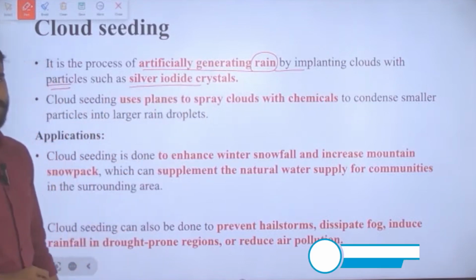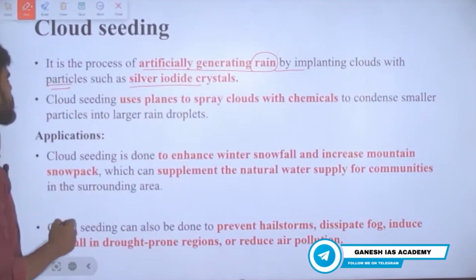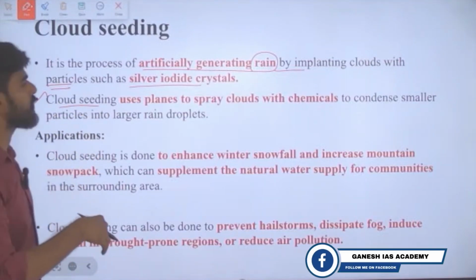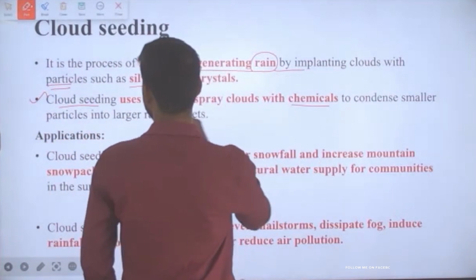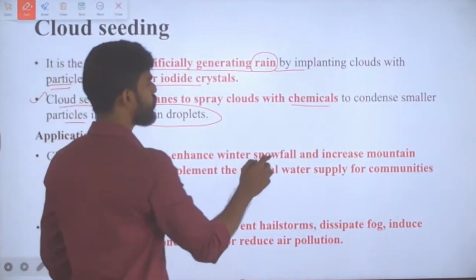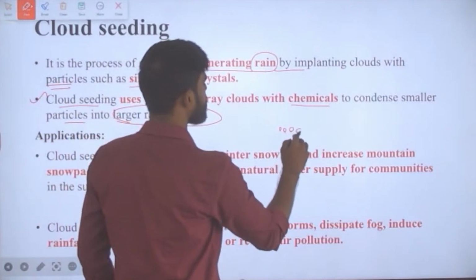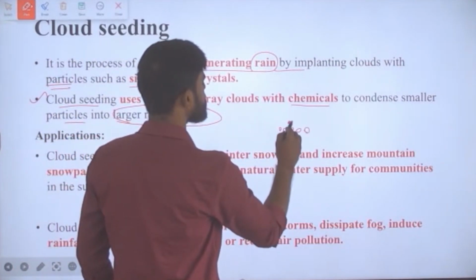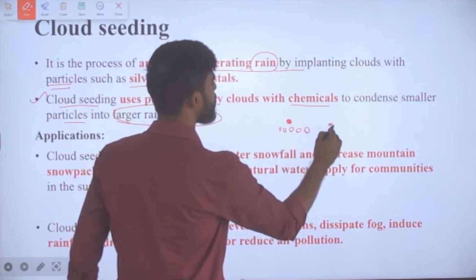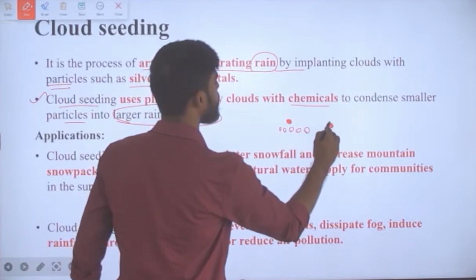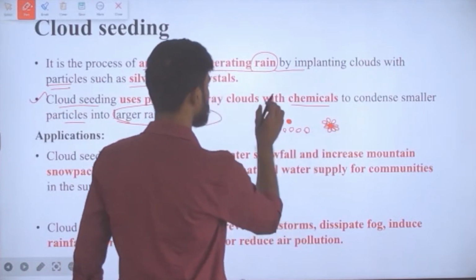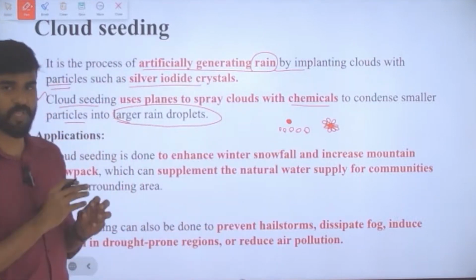silver iodide crystals. Very famous one is silver iodide crystals here. And this cloud seeding uses planes to spray the clouds with chemicals to condense water particles into larger rain droplets. So there will be smaller rain droplets. When the seeding happens, then this seed will attract these rain droplets so that it will form like this. These rain droplets will get attracted to this seed, that is the chemical particle that is being dispersed.